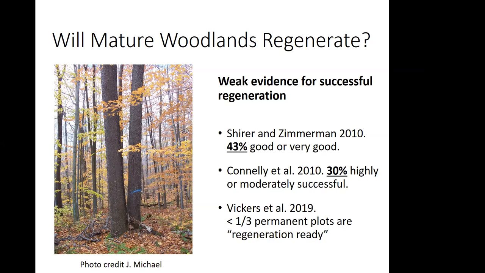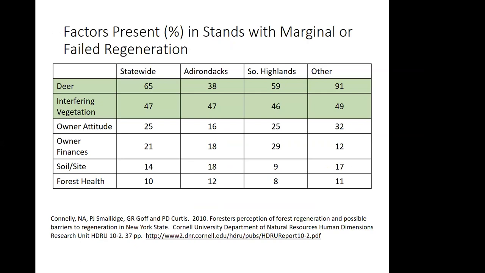The Nature Conservancy found 43% good or very good. We found 30% highly or moderately successful in its regeneration. And a recent study found that less than one-third of permanent plots were regeneration ready. So this is, in my mind, if we know what we're doing, and we should know what we're doing, we're not very successful at what we're trying to accomplish.